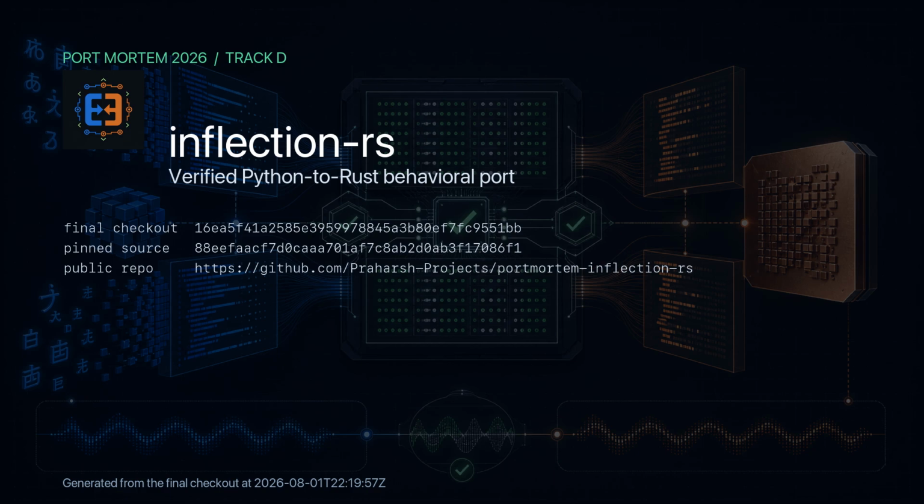This is inflection-rs, a post-mortem Track D port from Python to Rust. The source is jpvanhal/inflection, pinned at commit 88efarc7d0kawa701af7c8ab2d0ab3f17086f1, under the MIT license. This video was generated from the exact public revision displayed on screen.